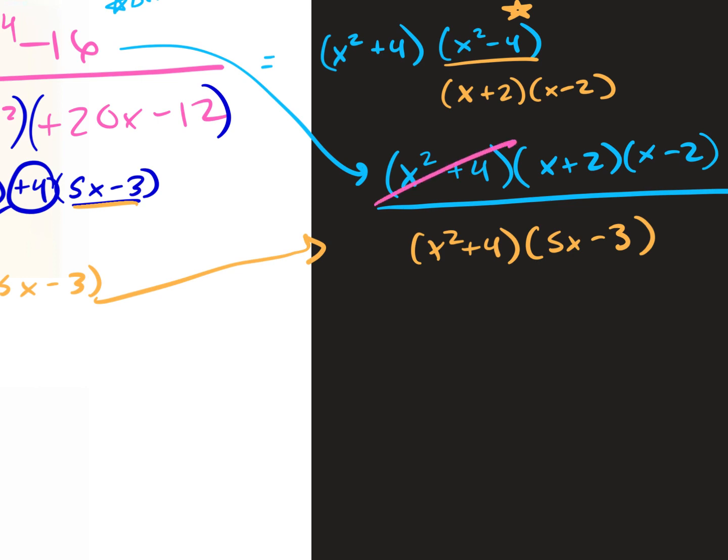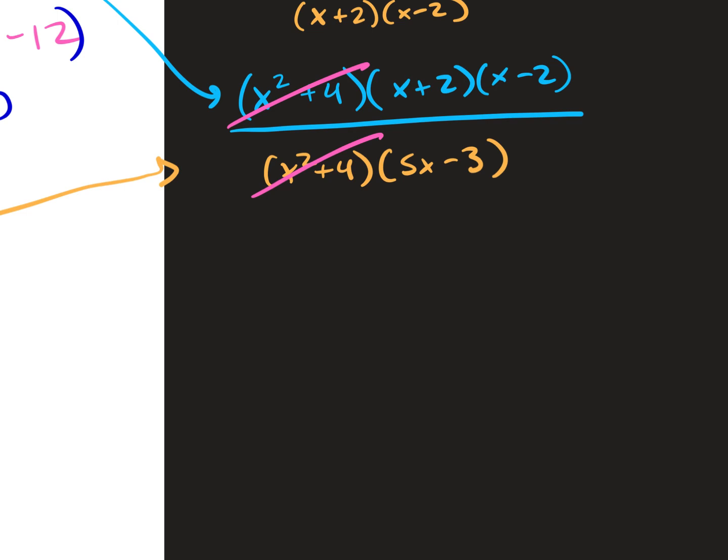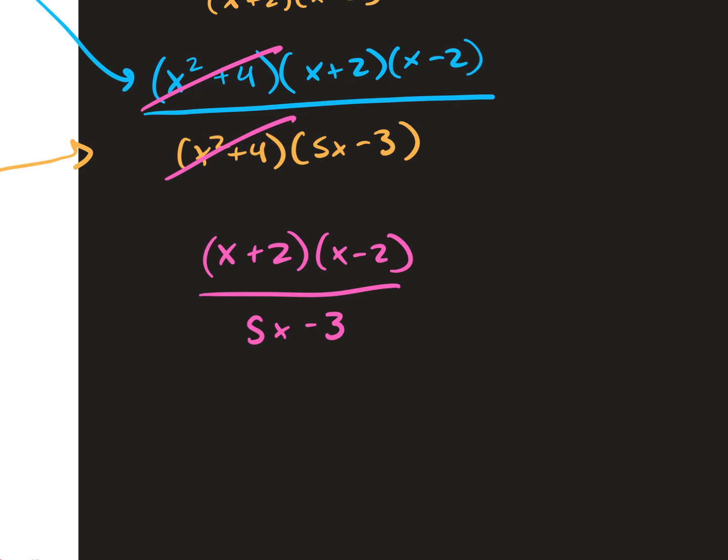So x squared plus 4's cancel, and that's it. So we're just left with x plus 2, x minus 2 on top, and 5x minus 3 on the bottom. And what else?